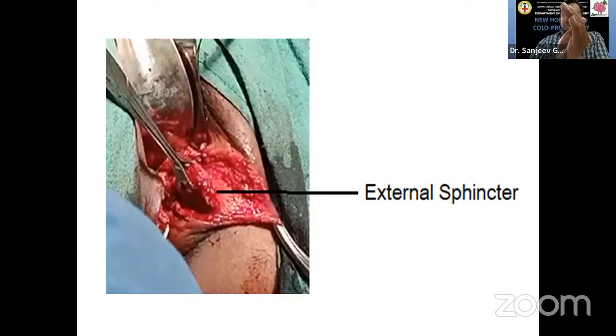And external sphincter is just below the perineal body and transverse perineal muscle. And you can see it arising from the skin, the subcutaneous part of the skin. For this also, you have to do overlapping sphincteroplasty with two U sutures. And then it gives very good results if it has been done meticulously.